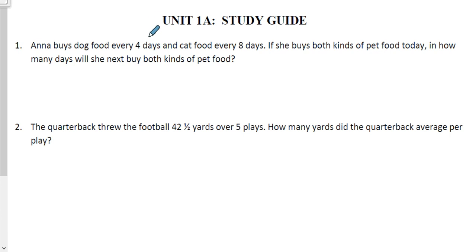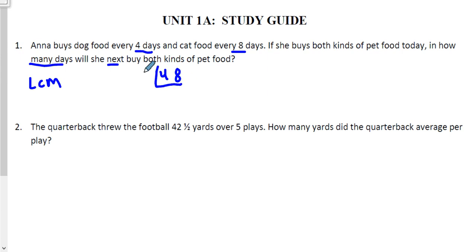Anna buys dog food every 4 days and cat food every 8 days. If she buys both kinds of pet food today, in how many days will she next buy both kinds of pet food? That right there tells us this is an LCM question. And I'm looking for the LCM of 4 and 8.